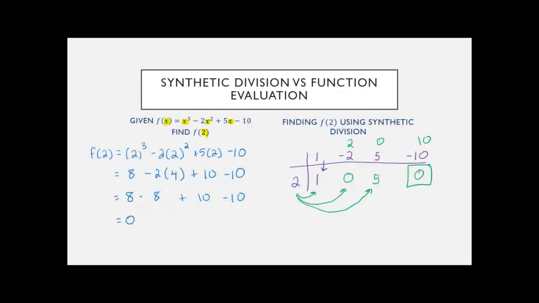So here's an example. You can find if something's a zero by plugging the number into the actual function, which I have here on the left. And you have to then find your exponents, multiply, add things together, or if you use synthetic division, it's actually faster. You're dealing with smaller numbers, and it's a lot easier. So just a comparison there of why we use synthetic division versus actually plugging in a number and seeing if it's a function value.